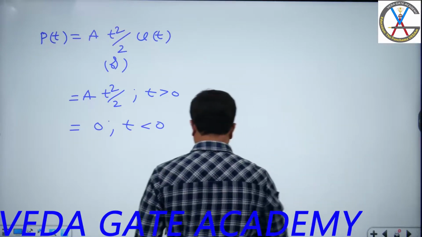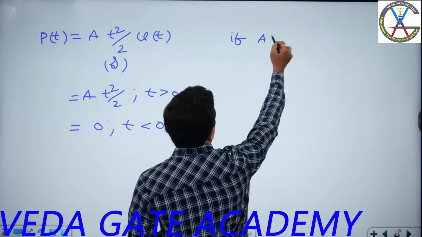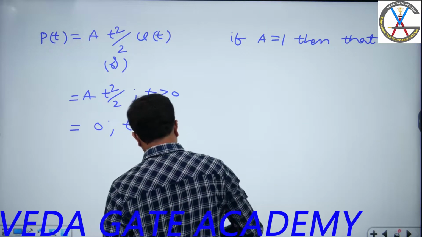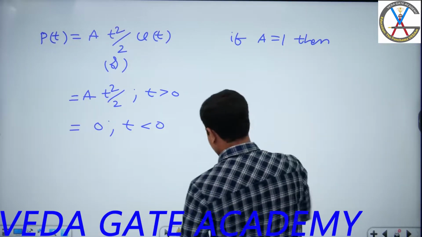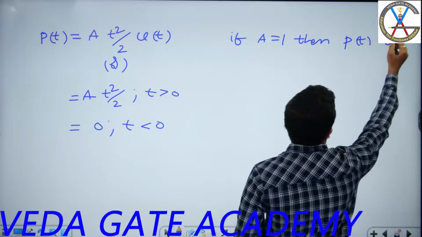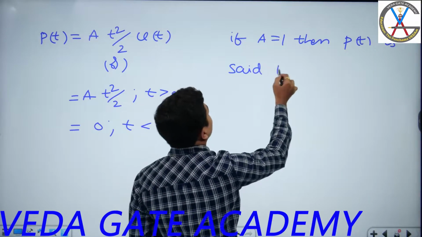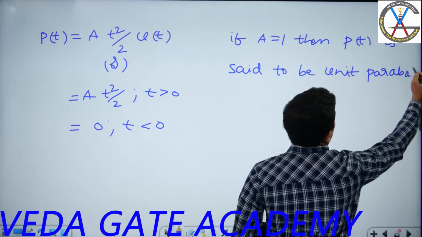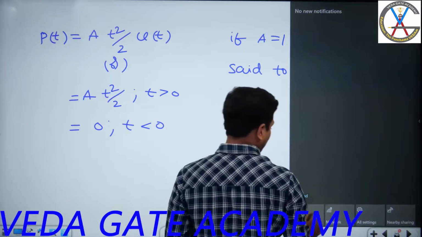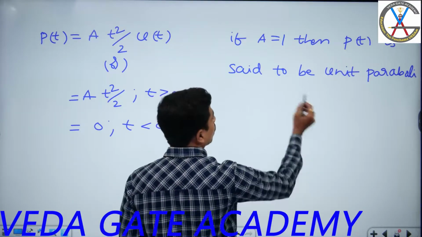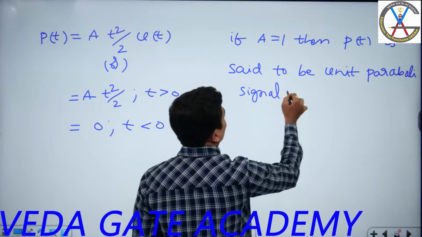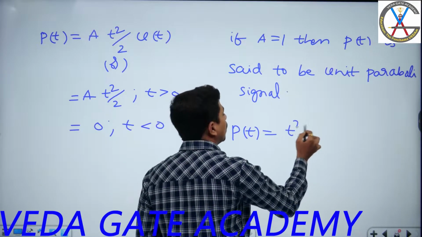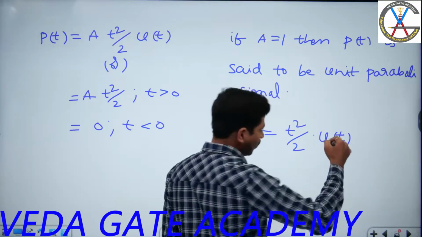What is a unit parabolic signal? If a equal to 1, then p of t is said to be a unit parabolic signal. What is the unit parabolic signal? p of t is simply t square by 2 into u of t.